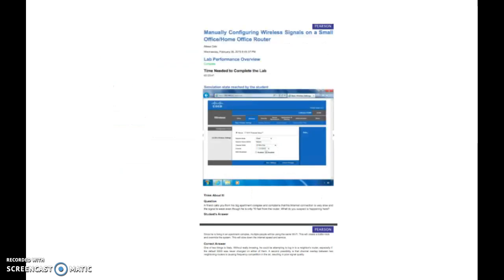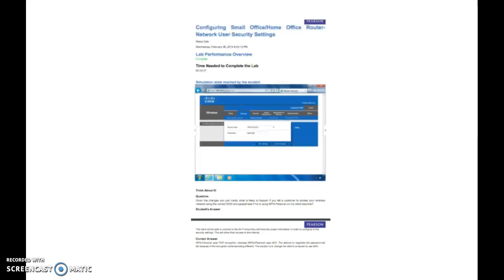Manually configuring wireless signals on a small office/home office router. This was also interesting because it was something that I think I had had slight previous knowledge in, having to troubleshoot my own wireless configurations and networks at home, having to go through the back door, and even sometimes having to see it done remotely from the cable company. Having that previous knowledge, it was interesting to see how everything ties in together and why it works the way that it works.